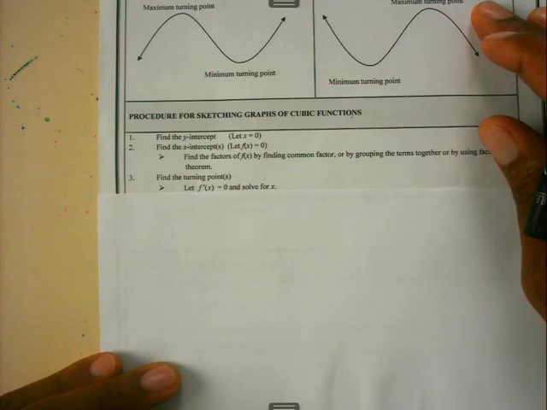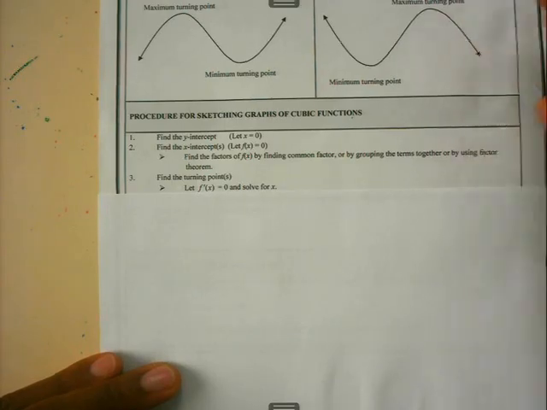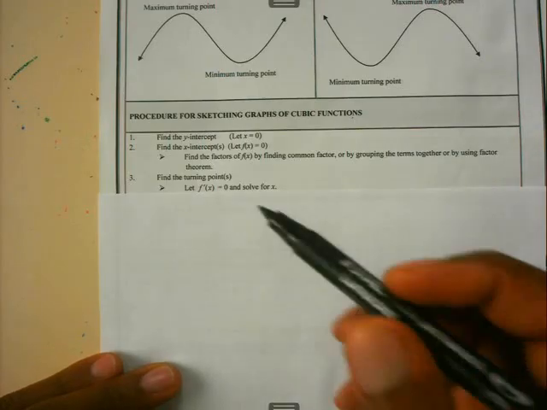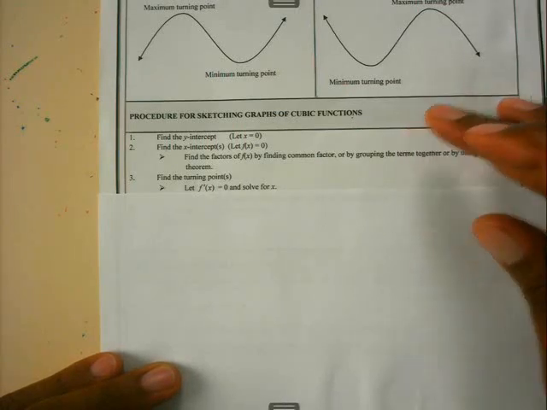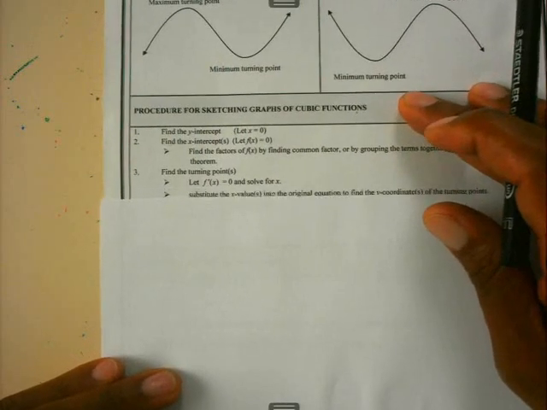You find f prime of x, and then you let f prime of x be 0. It means when you're finding the turning points of the cubic function, of course, you need to have the derivative, f prime of x, then you let f prime of x be what? You let f prime of x be 0, and now you solve for x. Right, we are still busy finding the turning points here.